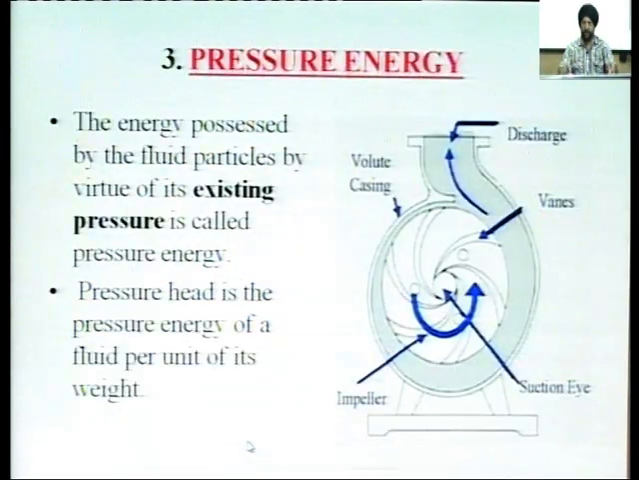Now, remains the third one, pressure energy. The energy possessed by the fluid particles by virtue of its existing pressure. As you can observe this pump, centrifugal pump. In this pump, the energy which we observe is the pressure energy. So, repeating it once again, the energy possessed by the fluid particles by virtue of its existing pressure is called pressure energy. And regarding pressure head, it is in the same pattern as the other two. It is pressure energy upon weight.